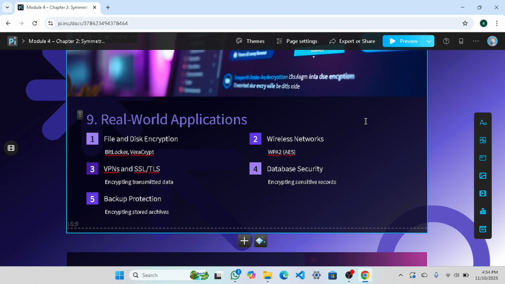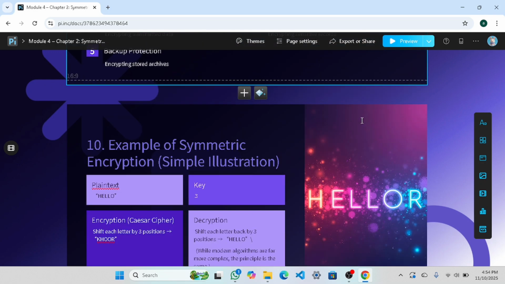Now let's see the real world applications. First one is file and disk encryption, for example BitLocker and VeraCrypt. Second one is wireless networks, like WPA2 with AES. In VPNs and SSL/TLS, encrypting transmitted data. Then we also have database security, where encryption is used. Backup protection, encrypting stored archives.